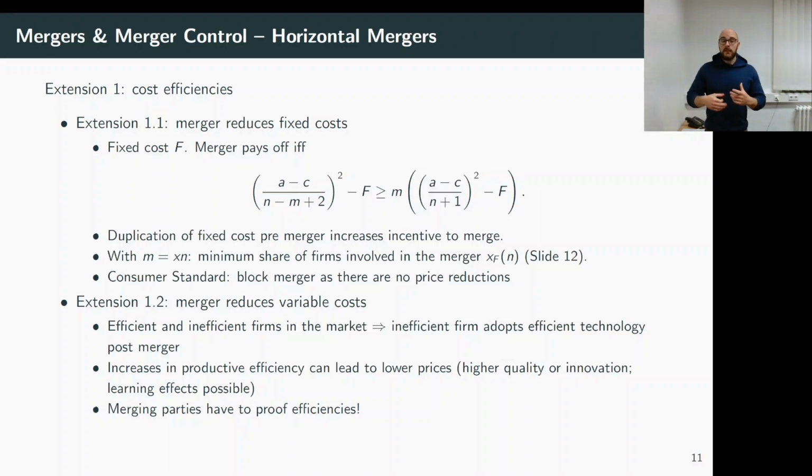And that increase in productive efficiency potentially might lead to lower prices, or higher quality, or innovation, and we can also think about learning effects that play a role here that could benefit the consumers. The thing is, in reality, the merging parties have to prove this efficiency, and it is sometimes pretty tough.